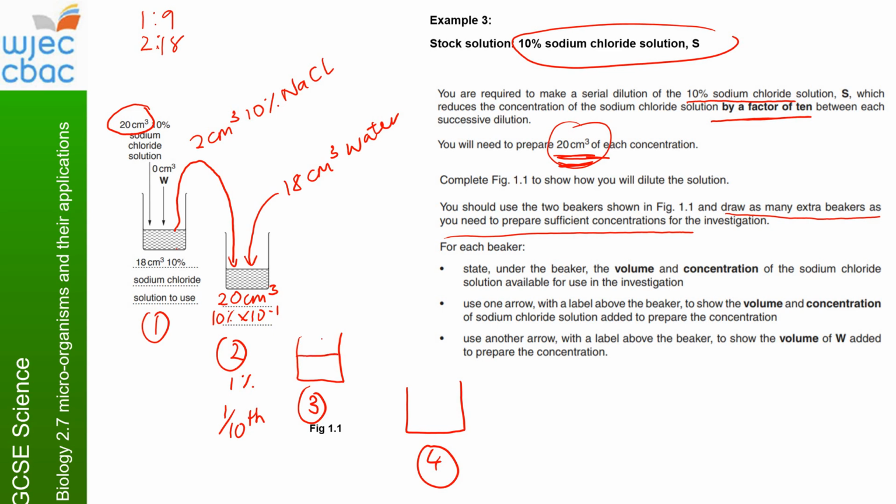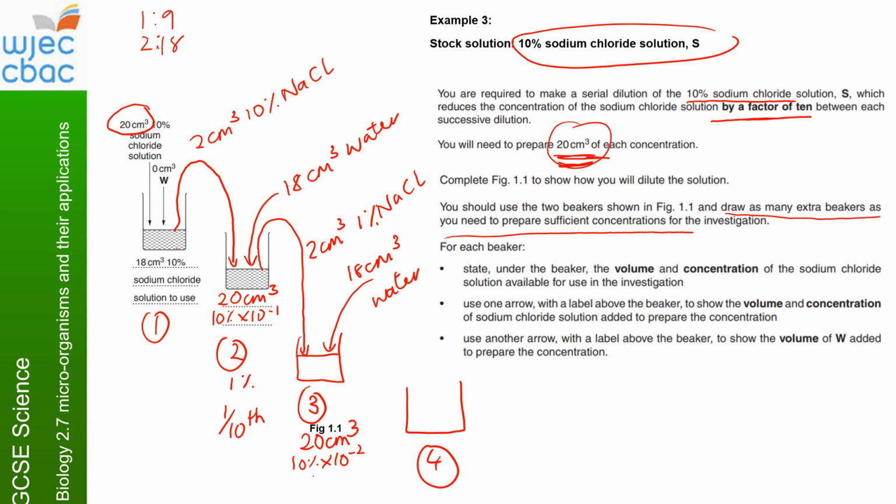If we imagine our beaker number 3 that I've drawn here, we're going to take 2 cubic centimetres, this time of our 1% sodium chloride. We're going to add 18 cubic centimetres of water. So we've still got 20 cubic centimetres in our beaker, but this time we've got 10% times 10 to the minus 2. So 10% times 10 to the minus 2 is 0.1% solution concentration of sodium chloride. So this will be 1/100th of the original solution.